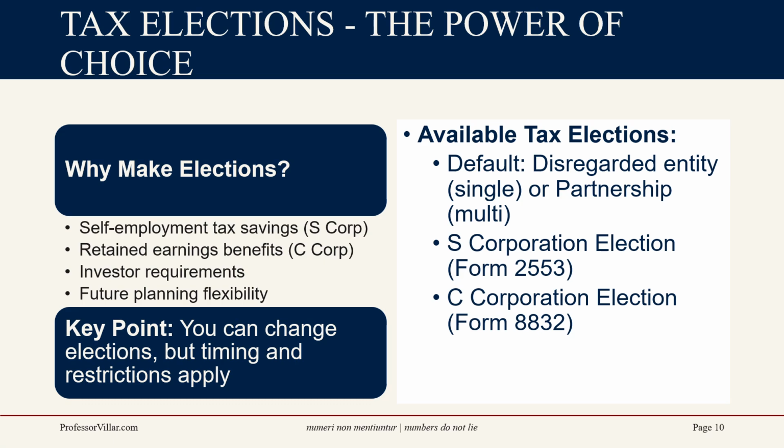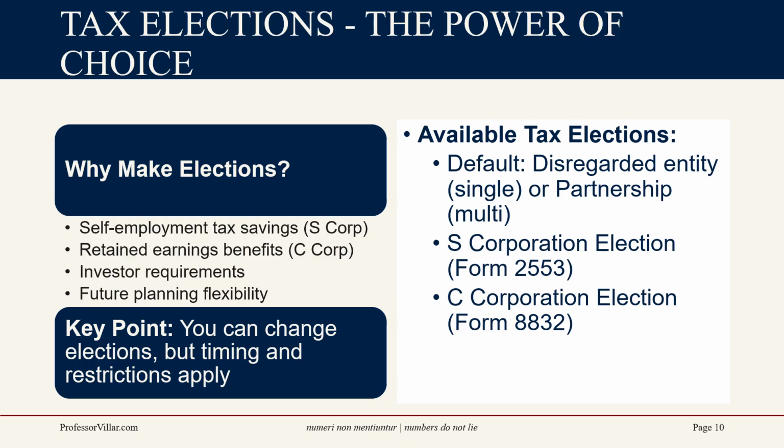You could also elect C corporation status by filing Form 8832, which might make sense if you're retaining your earnings or you're planning on bringing on additional investors. The key is timing. You generally need to make your election by certain deadlines in order for them to go into effect the following fiscal year. And some elections are harder to undo than others.